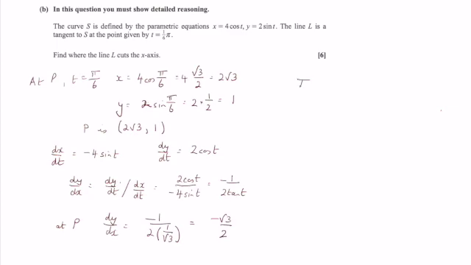Now we can find the equation of the tangent at P as y minus y1, y minus 1, the y coordinate, is m, the gradient, minus root 3 upon 2. We found that down here.